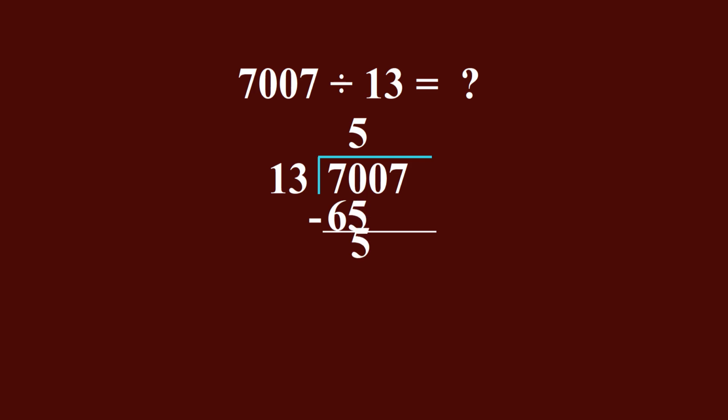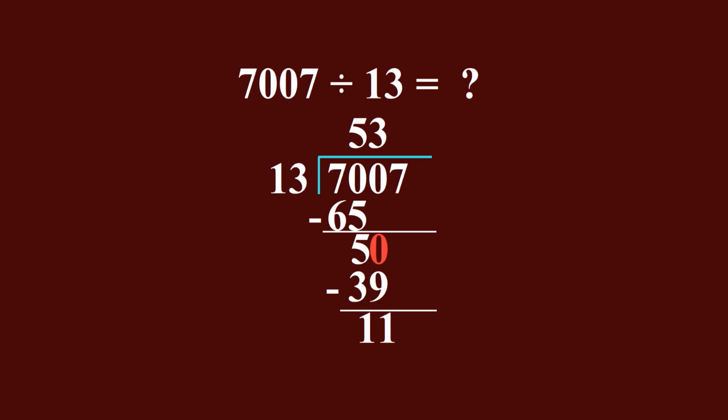Now we bring down the next digit, 0, and this makes our new number 50. How many 13 are in 50? The answer is 3. Now multiply 3 by 13, which gives us 39. Draw line and subtract 50 minus 39, which leaves us with 11.